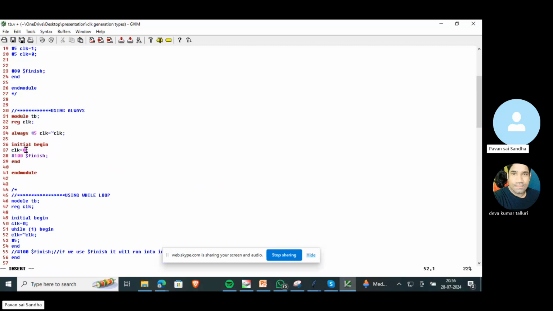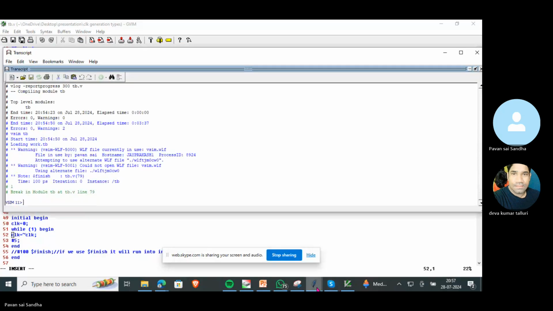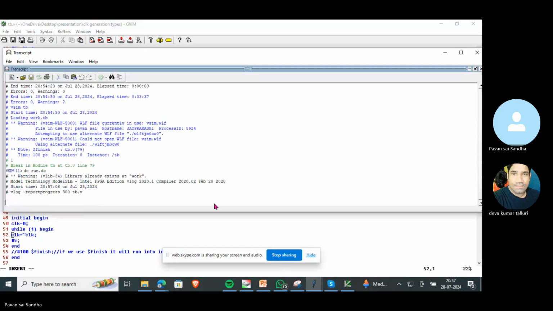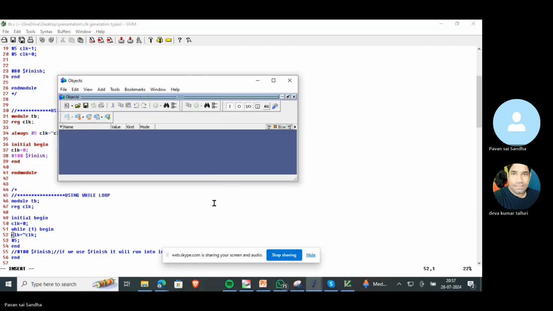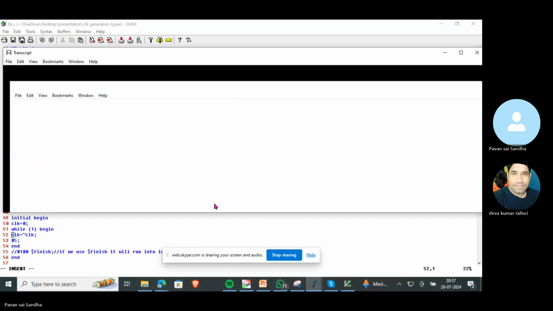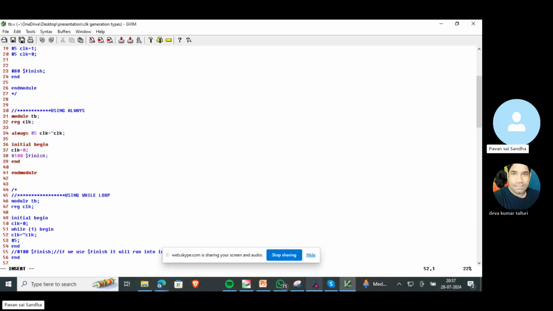We're declaring a clock assigned with 0, and at 100 nanoseconds, we mean 100 picoseconds, as we have not mentioned any time scale. So at 100 picoseconds, the simulation will end. For every 5 picoseconds, the clock will be negated. I'll save it and I will show the output. It's running.